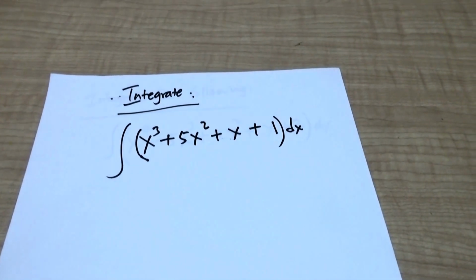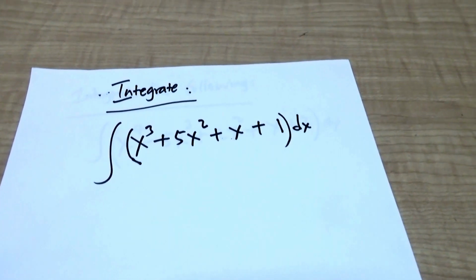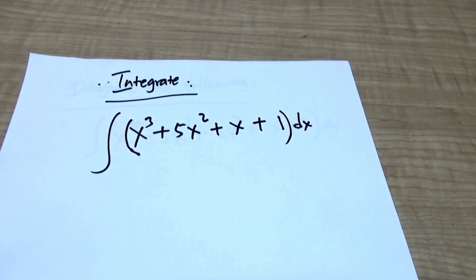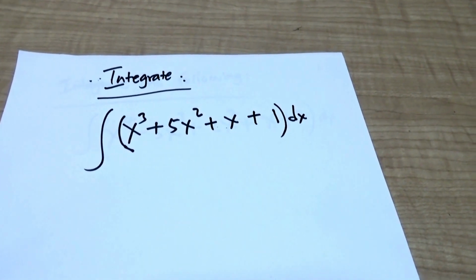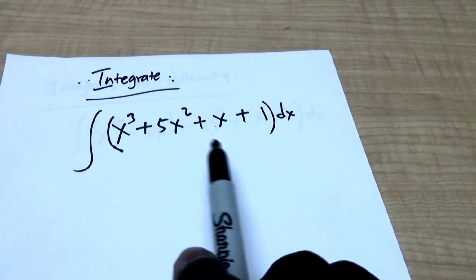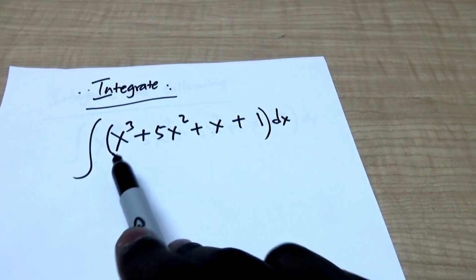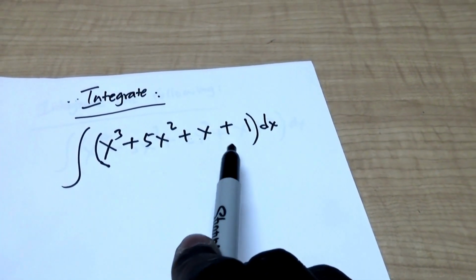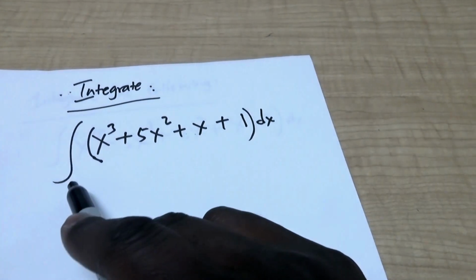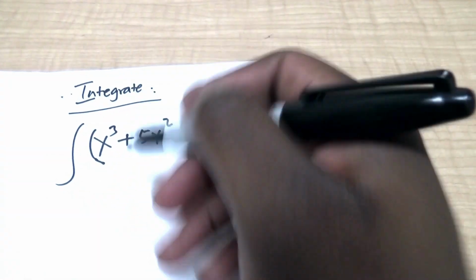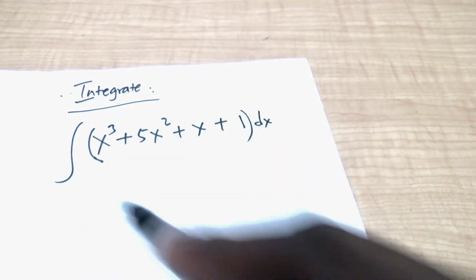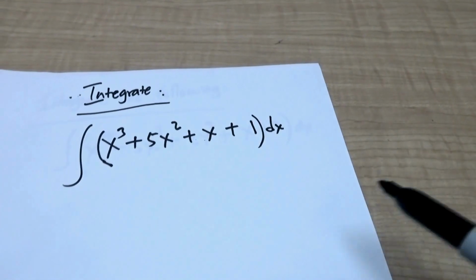Here we go. So assuming you're given a problem like this and you're told to find the integral of this problem, to begin with, this whole problem is referred to as an integrand. This polynomial here is referred to as an integrand. And this S is the symbol for integration. It's an elongated S, which denotes integration.